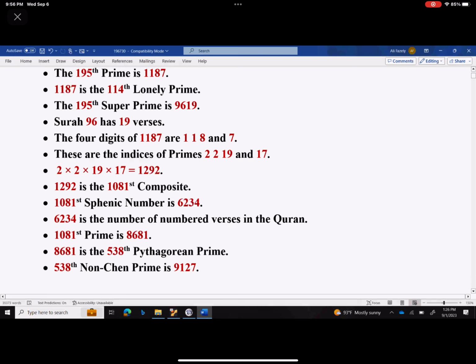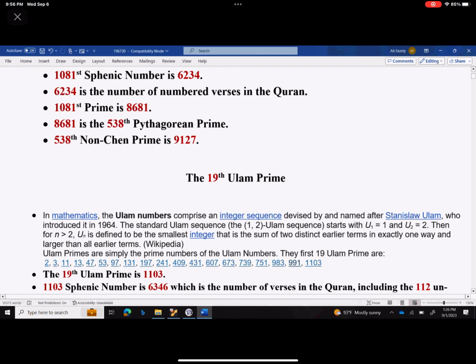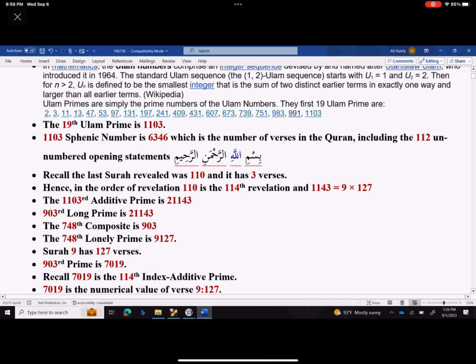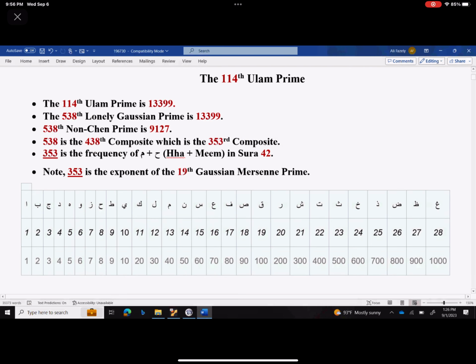So, if I want to talk about 538, remember now, we talked about 538 the last time, and I'm just going to scroll it up here. See? The 538th Non-Chen prime is 9127. 538 is the 438th composite, which is the 353rd composite, and 353 is the frequency of Ha, Mim in Surah 42. And 353 happens to be the exponent of the 19th Gaussian Mersenne prime.